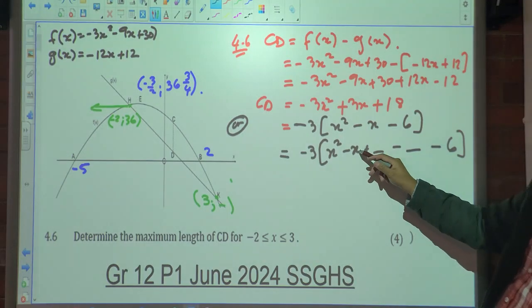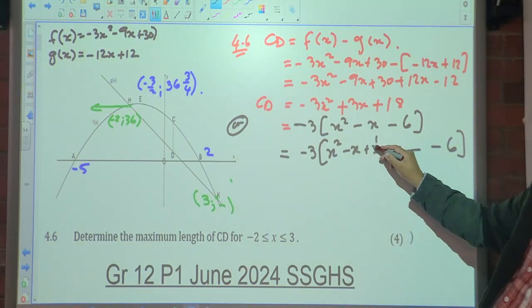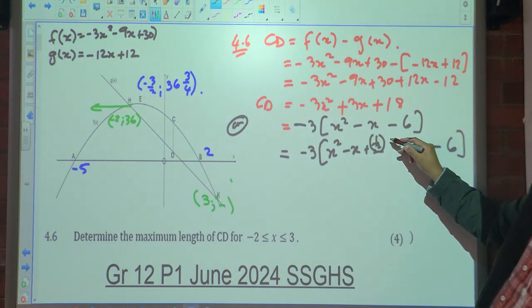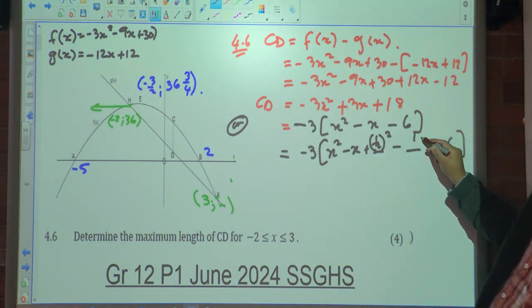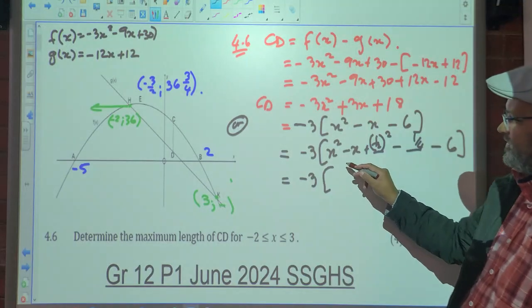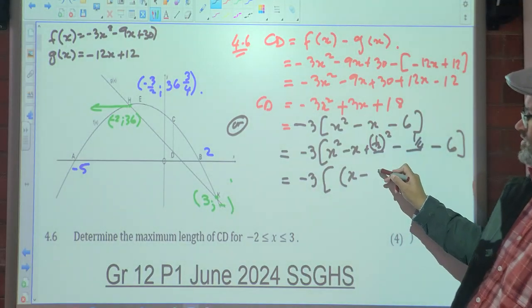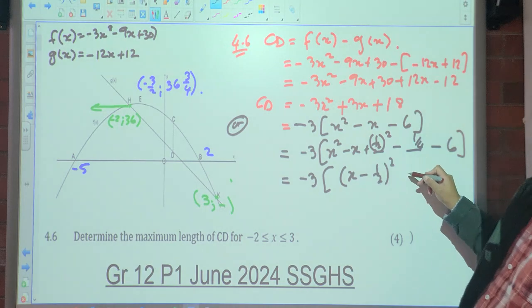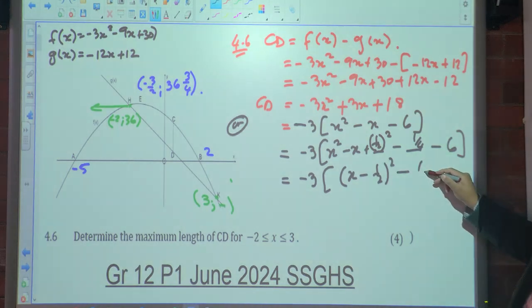And what's the number in question here? It's going to be b times half, which is a half squared, so it's 1 over 4. So it's going to be negative 3 into the perfect square trinomial, so it's x minus a half squared, minus 6 and a quarter.